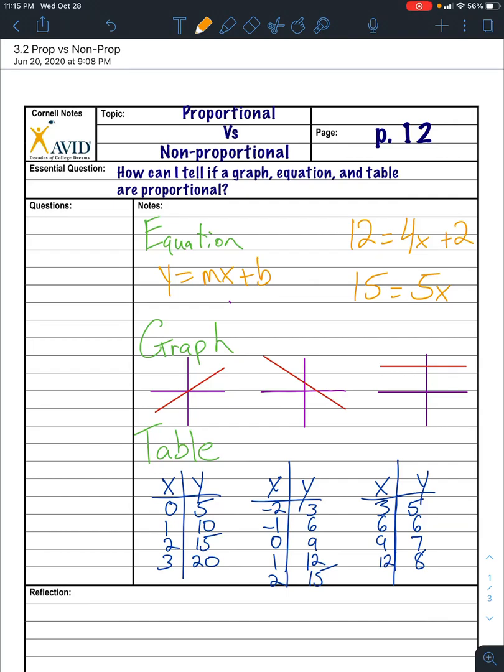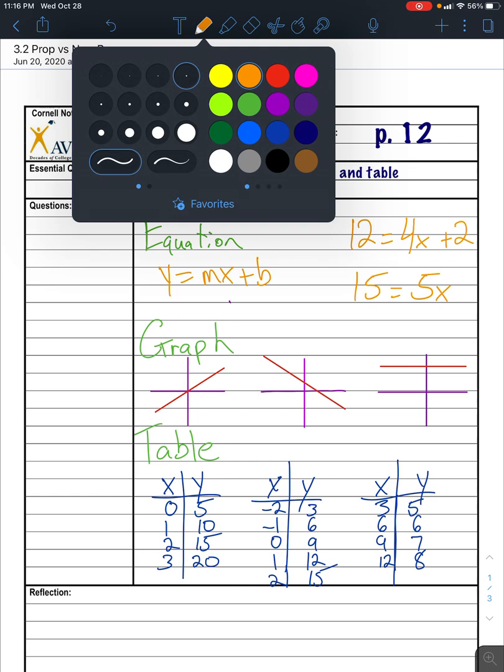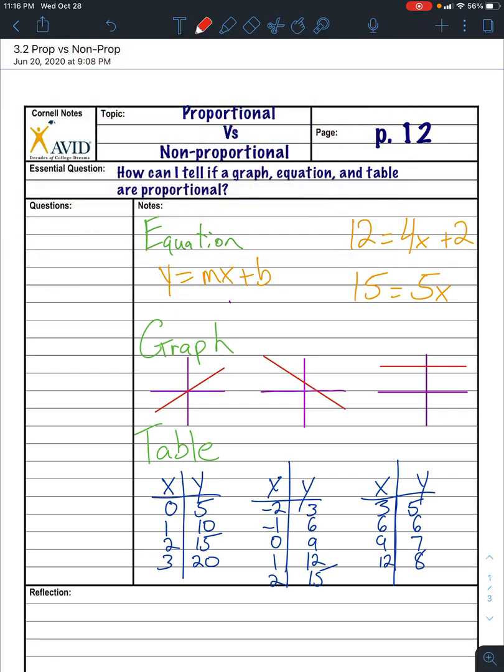All right, hey guys, so these notes are going to be page 12, and our title is going to be proportional versus non-proportional. So I want to know, how can I tell if a graph, equation, and a table are proportional? Now this is going to be another one of our easier lessons that we do this year. So when we're talking about proportional, there are two main things that we need to know.